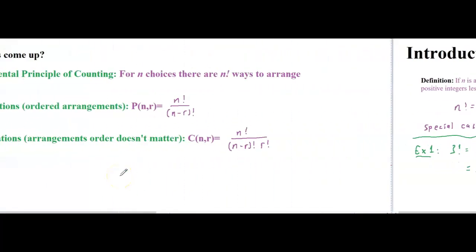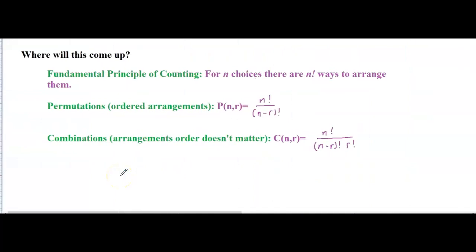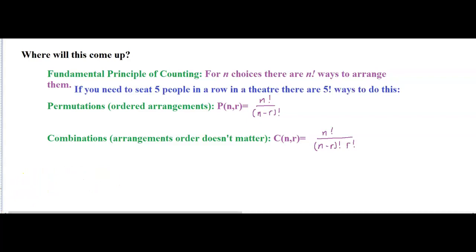So where will this come up? Well, you're going to use it a lot to count things quickly. There's something called the fundamental principle of counting, where if you have n choices, there are n factorial ways to arrange them. For example, if you needed to seat 5 people in a row in a theater, there are actually 5 factorial ways to do this.